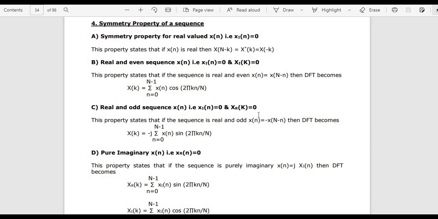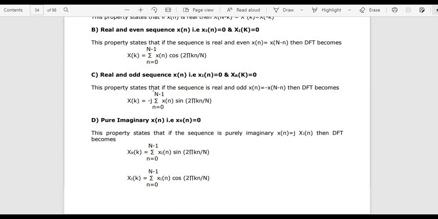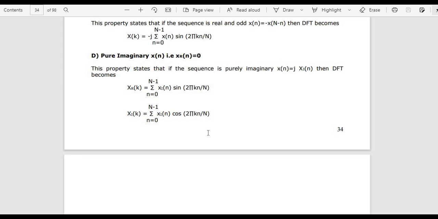If the imaginary part is 0 for the n domain and also 0 for the k domain, then that kind of function is considered to be a real and even sequence, right? For real and odd sequence it is the reverse: xi of n is equal to 0 and xr of k is equal to 0. The real part of the k domain and the imaginary part of the n domain are both 0, then we can say it is a real and odd function. And for a pure imaginary function, xr of n is equal to 0, then we consider it a pure imaginary function. These are the functions we talked about in the previous session also.